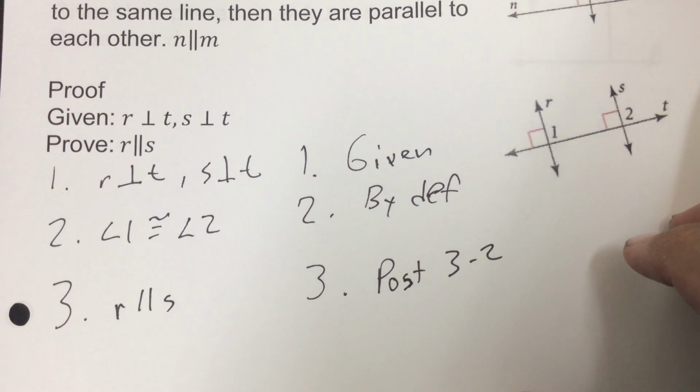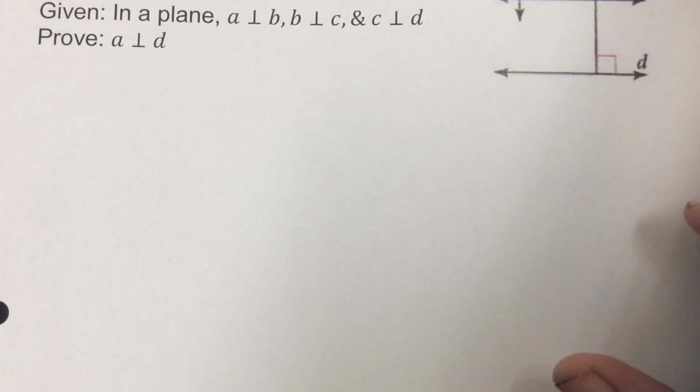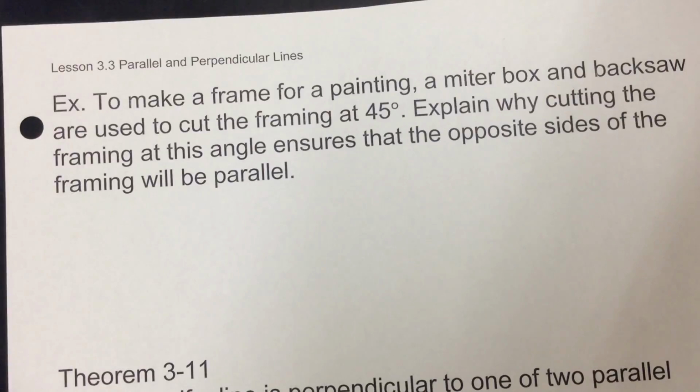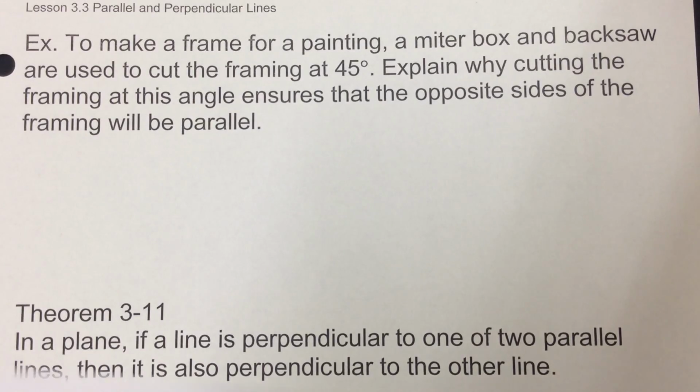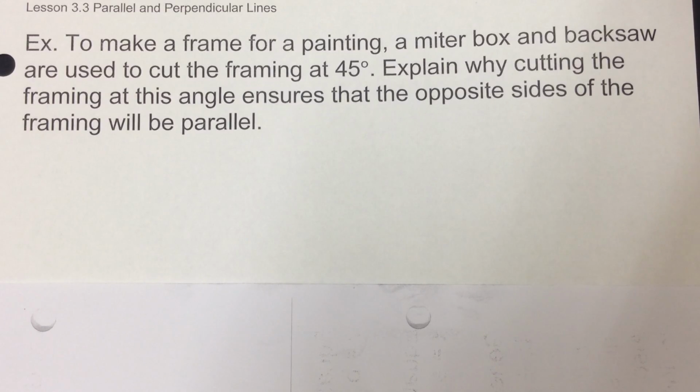All right. And if I could turn my page. So to make a frame for a painting, a miter box and back saw are used to cut the framing at 45 degrees. If you don't know what a miter box is, it's what they used before we had miter saws. It was a wood box that had little grooves in it, so you could cut certain angles out of wood. Now we just have a miter saw that we can turn to whatever angle we want and make those cuts. But that's what they're using here.